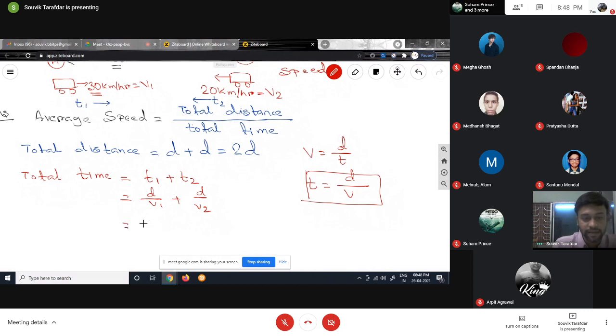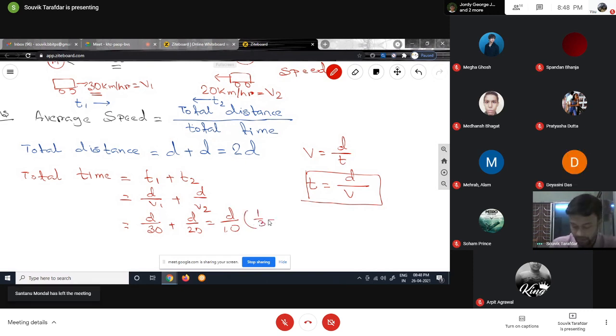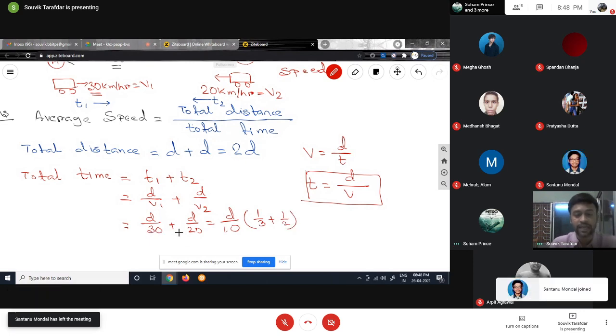In place of V1, what we will write? 30. In place of V2, what we will write? 20. Okay. So if I'm taking d by 10 common, it will be 1 by 3 plus 1 by 2.